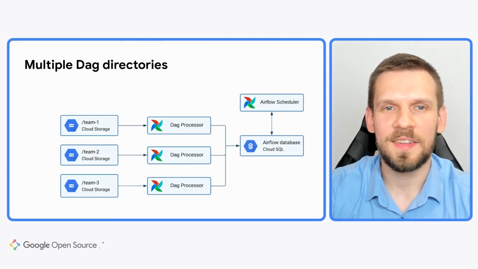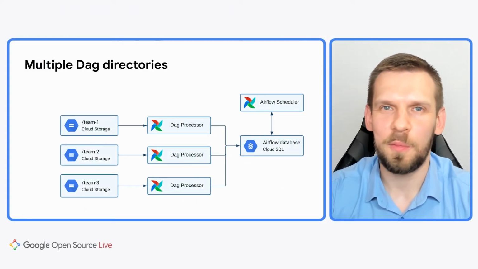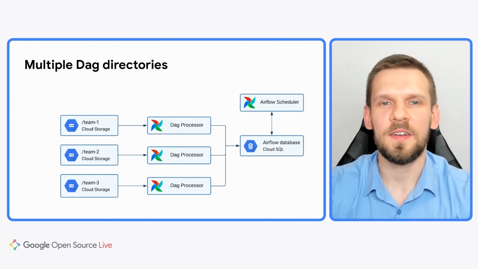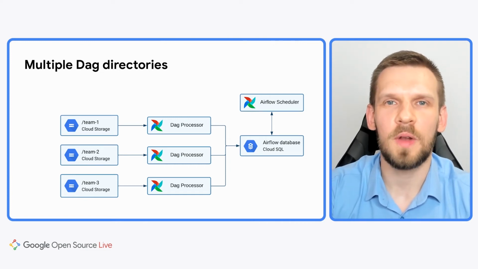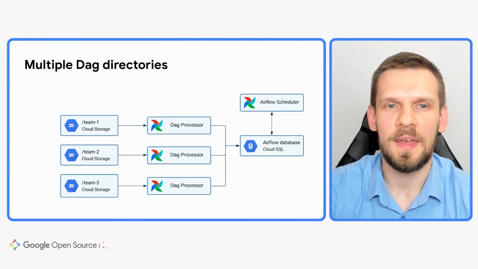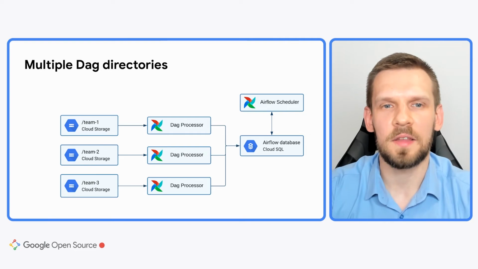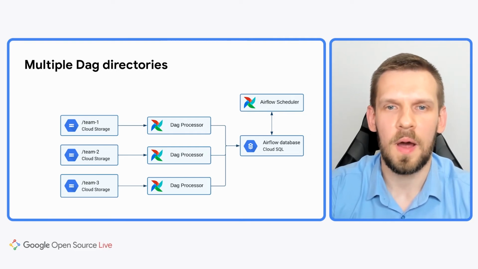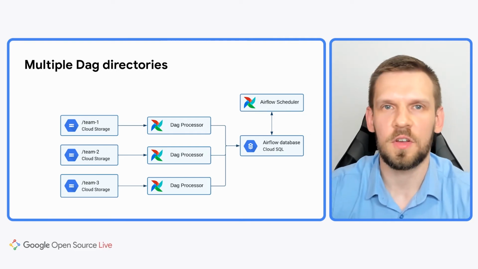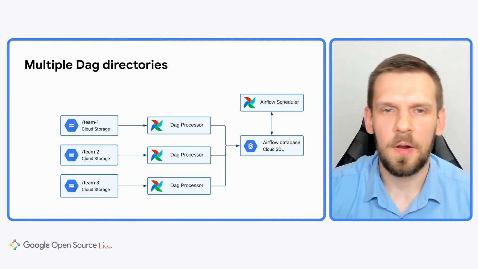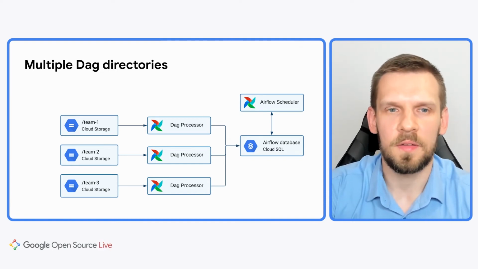I mentioned that this AIP is almost ready. So the only remaining part is the possibility to run multiple DAG processors, each parsing DAGs from different locations. This could be used either to separate the DAGs that are heavy or slow to parse from others, maybe production critical, or to separate them by teams or developers.